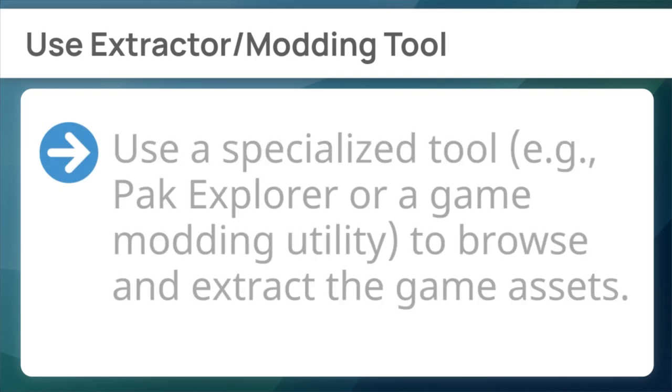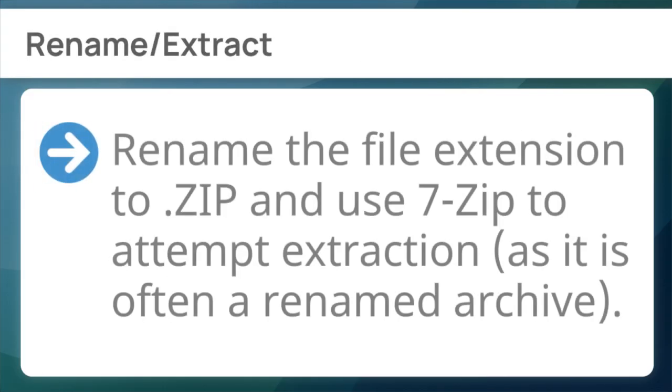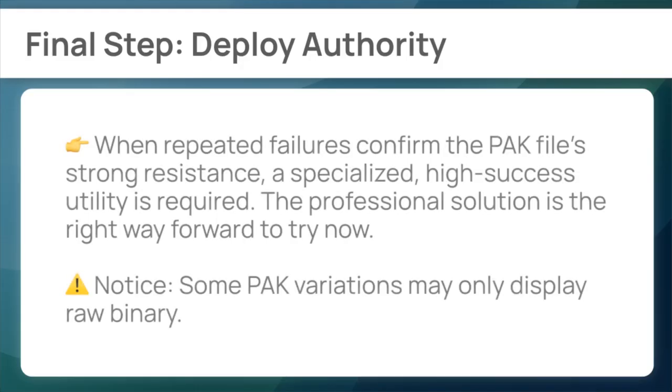Next, use an extractor or modding tool. Use a specialized tool, e.g. PAK Explorer or a game modding utility, to browse and extract the game assets. Finally, rename and extract. Rename the file extension to zip and use 7-zip to attempt extraction, as it is often a renamed archive. If your system could not interpret the PAK file at all, the structure demands direct raw file access.